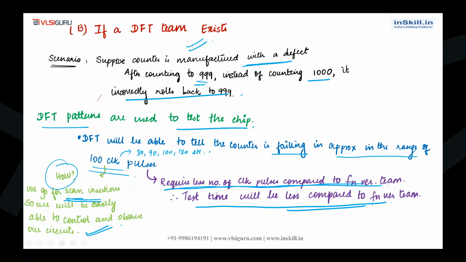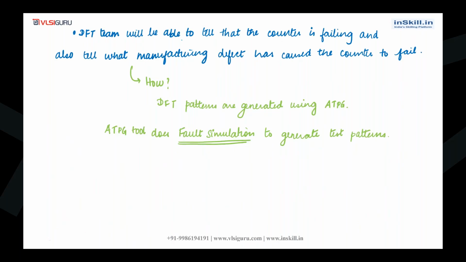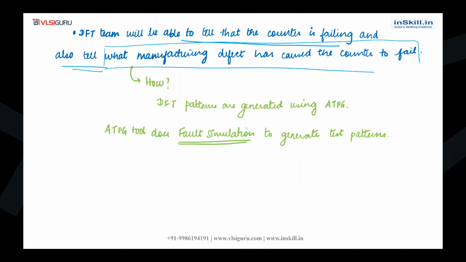Okay, and then DFT team, we will be able to tell that the counter is failing. And we will also be able to tell what manufacturing defect has caused the counter to fail. And how are we able to tell that? How is the DFT team able to tell what manufacturing defect has caused the counter to fail?